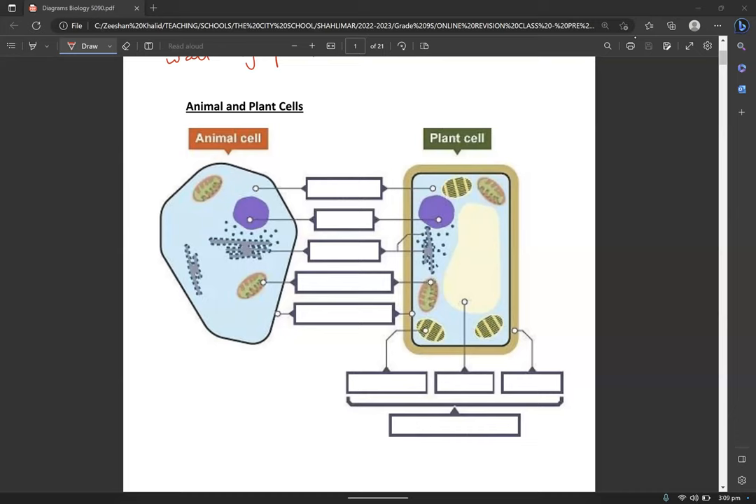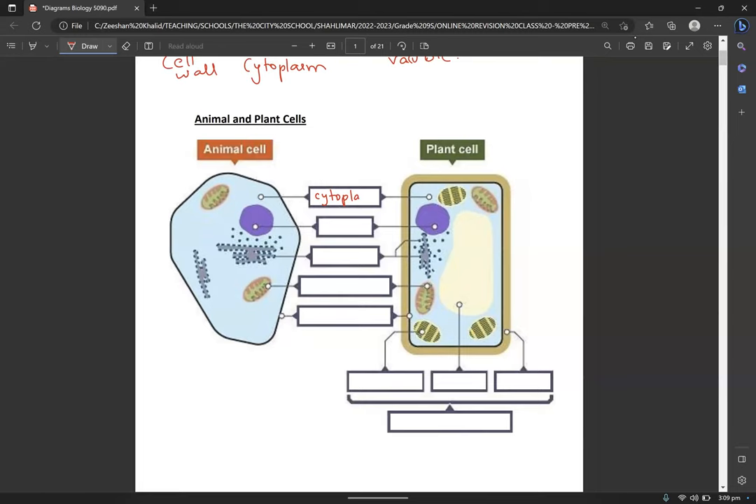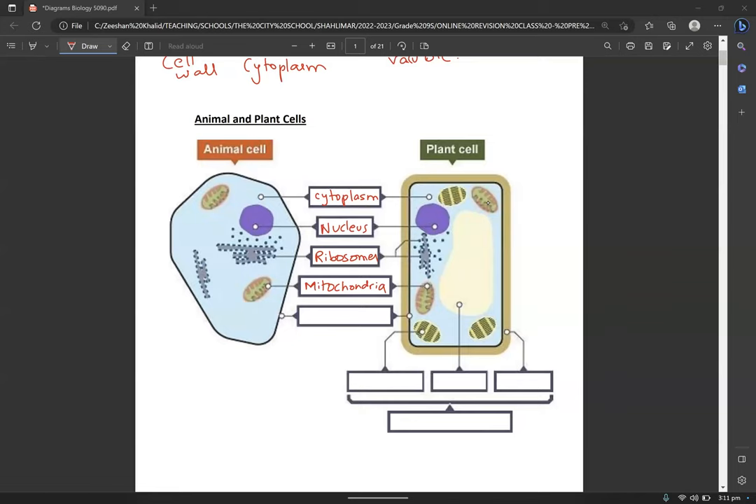Of course, we understand that this is the cytoplasm. Then this one is the nucleus. Then these small dots that you can see are the ribosomes. And then this structure is the mitochondria, which we know is common to both. Then we have this label, which is the cell membrane.